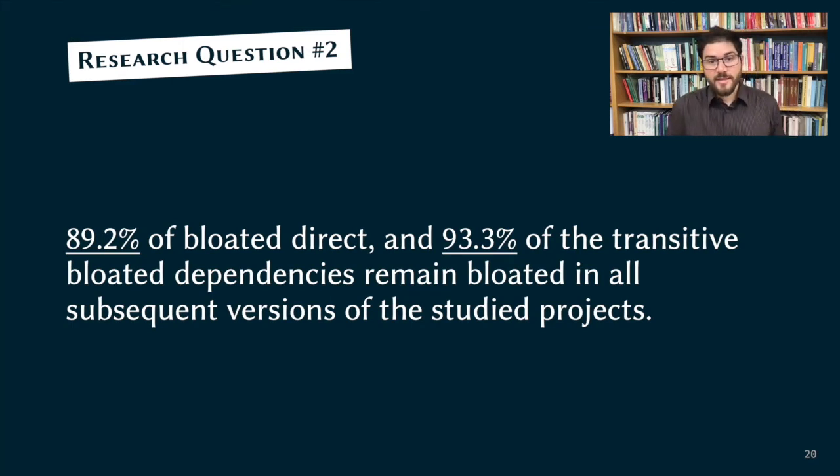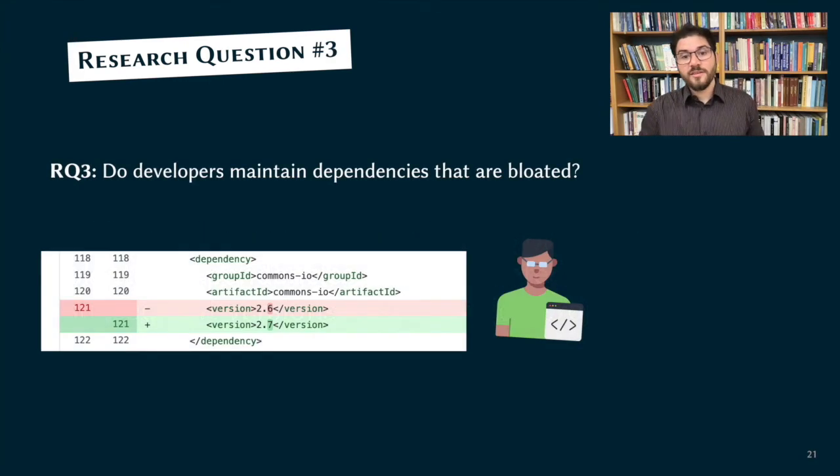89.2% of bloated dependencies and 93.3% of the transitive bloated dependencies remain bloated in all the subsequent versions of the studied projects. This empirical evidence suggests that developers can safely take a debloating action when detecting bloated dependencies. To answer our third research question, we investigate whether or not developers maintain dependencies that are bloated.